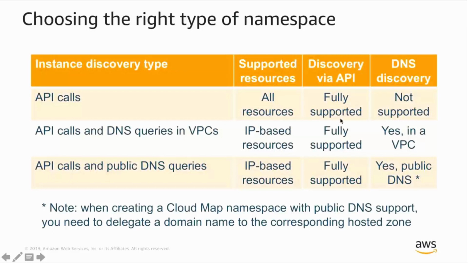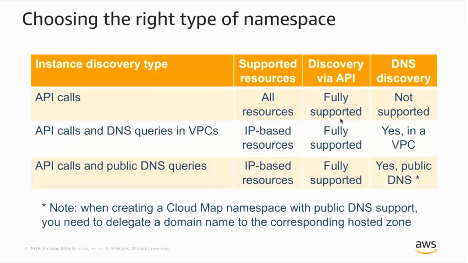In all three types of namespaces, you can use our Discovery API to find all the resources. And on the DNS level, if you choose the API call only namespace, you can't use DNS obviously, but if you choose DNS compatibility, it really depends. Either you can discover things inside your VPC, or you can make them discoverable publicly.